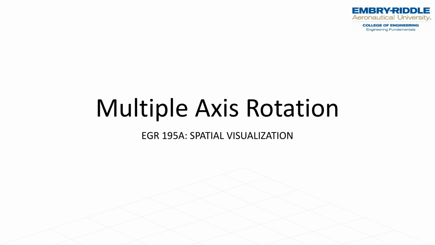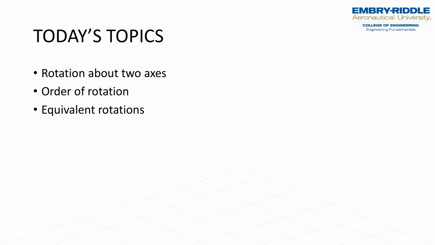Module 4, Multiple Axis Rotation. In this video, I'm going to talk about rotation about more than one axis. I'll talk specifically about rotation about two axes, but you can apply this to even more than two axial rotations. I'll talk about the order of rotation and how that's important, and then I'll also offer some equivalent rotations similar to single axis equivalent rotations.